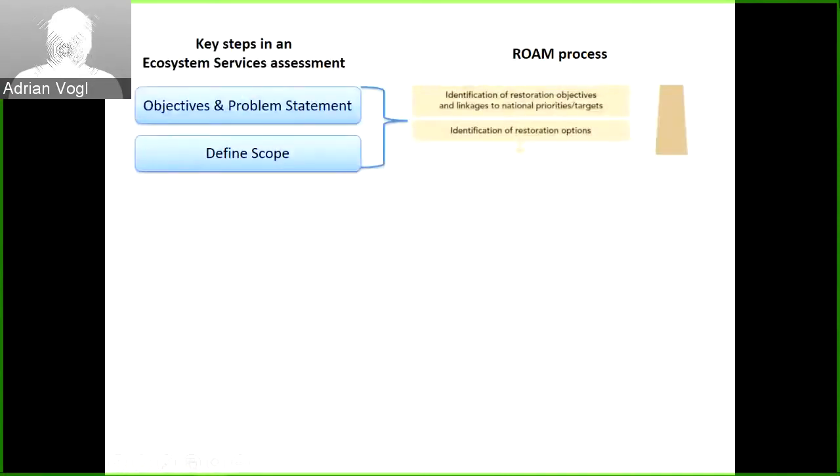And a typical ecosystem services assessment process would follow along more or less the same lines, but it's a little bit different. I want to highlight the places where they connect. So just like in ROAM, when you do an ecosystem services assessment, you start with identifying your objectives and your problem statement, specifically as they relate to ecosystem services. And then from that, define the scope of what it is you're going to assess, which services, how you're going to model or evaluate those.